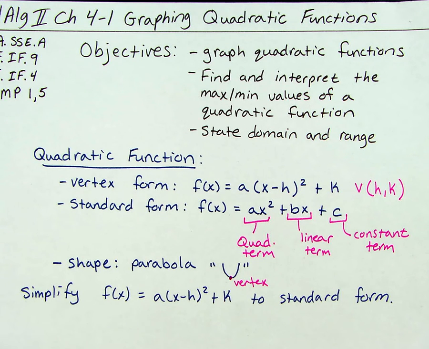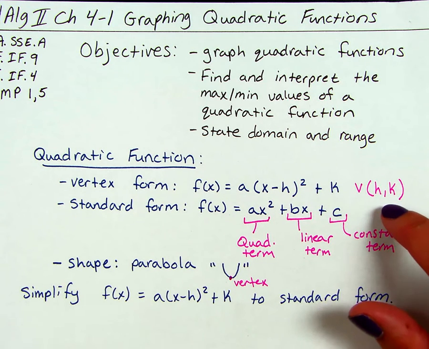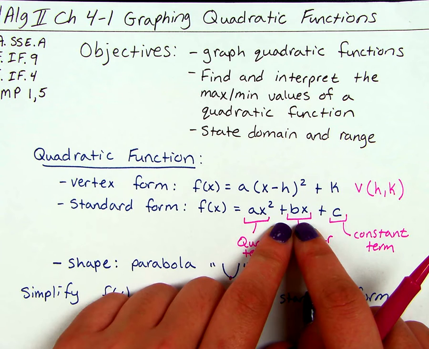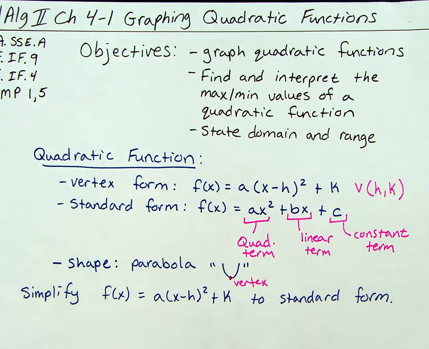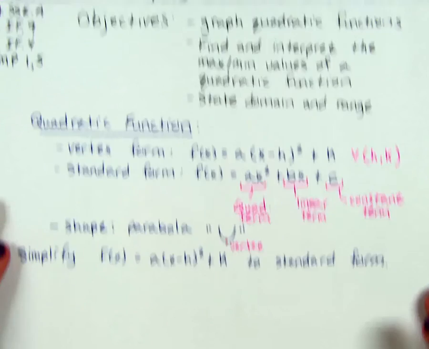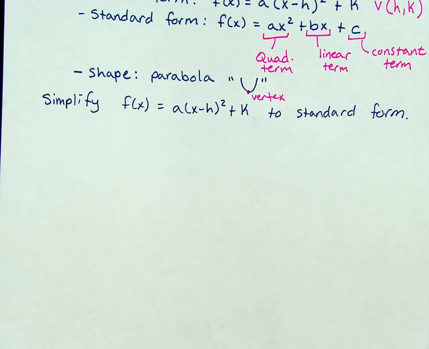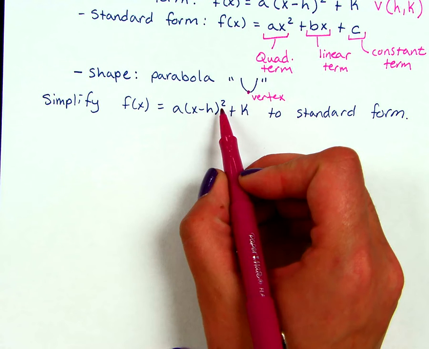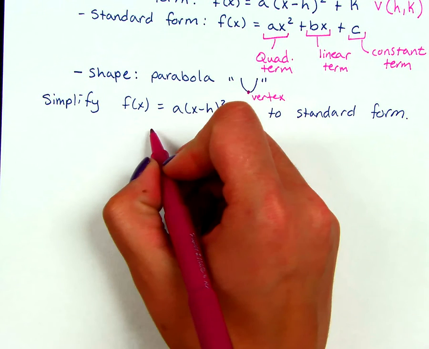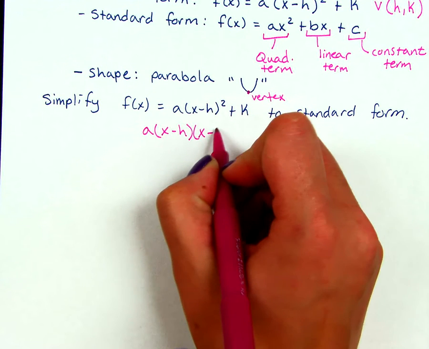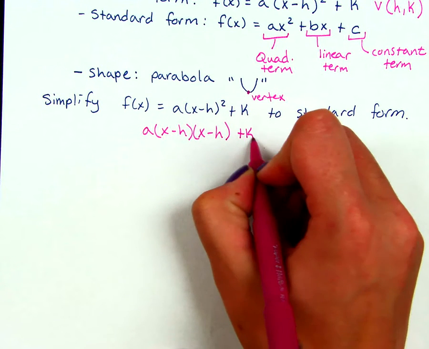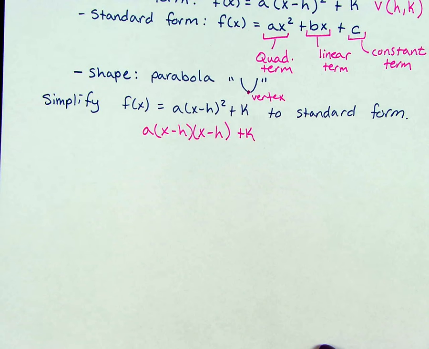So now we're going to talk about how our two different forms are related. Remember, when we're graphing, we always start with the vertex, but we don't have an h and k in our standard form. So we're going to simplify vertex form to show how we would find the vertex when it's in standard form. Whenever we have a power, that's telling us how many groups there are. So this really means the same thing as a times x minus h, and then another x minus h group, plus k. We're just going to simplify it as far as we can go.